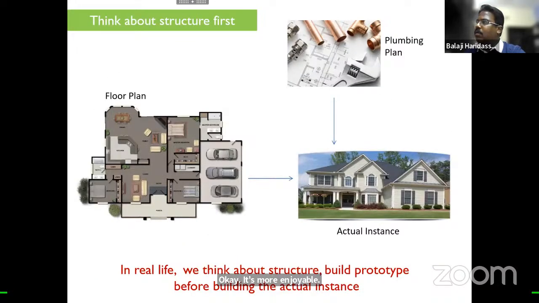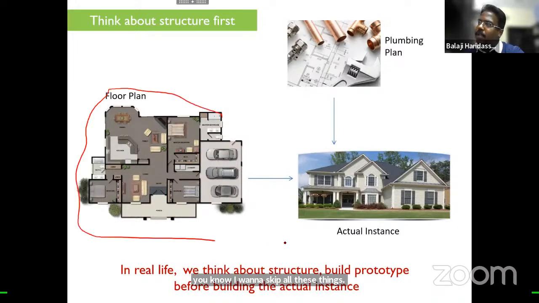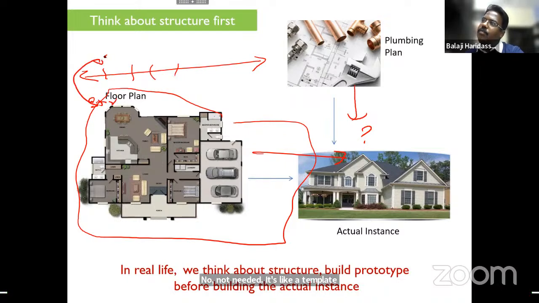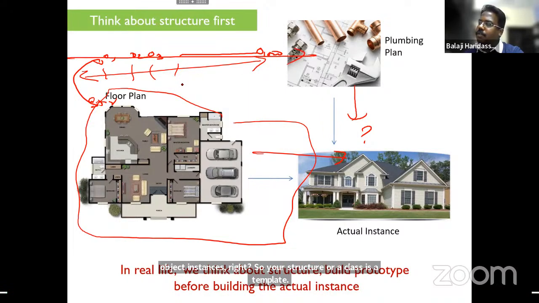Okay, so I think I want to skip all these things. In real life, if you have one blueprint, will you construct only one house? Is it required to construct only one house from one blueprint? No, not needed, right? It's like a template. I can create hundreds of them. Similarly, from a structure, I can create hundreds of object instances, right? So your structure or a class is a template from which I can create n number of instances.